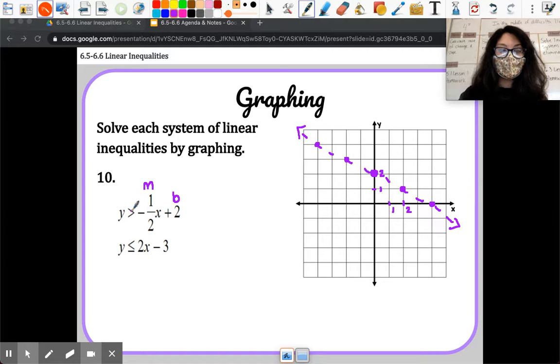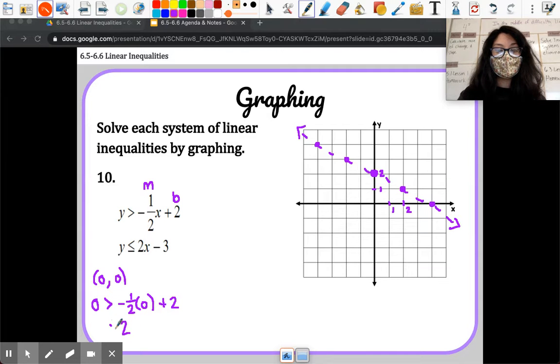And the next thing I need to do is pick a test point to figure out where to shade. The easiest test point, if it's not on the boundary line, is to simply use the origin. 0 is going to be the easiest number to work with. So I'm going to test the point 0, 0. That means in this inequality, I'm going to replace the y and the x with zeros. And remember, that -1/2 is being multiplied with that x value. So I'm going to do times 0. -1/2 times 0 is just going to leave me with 0. 0 plus 2 just gives me 2.